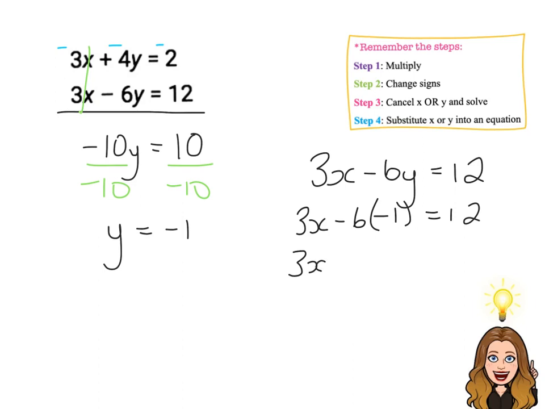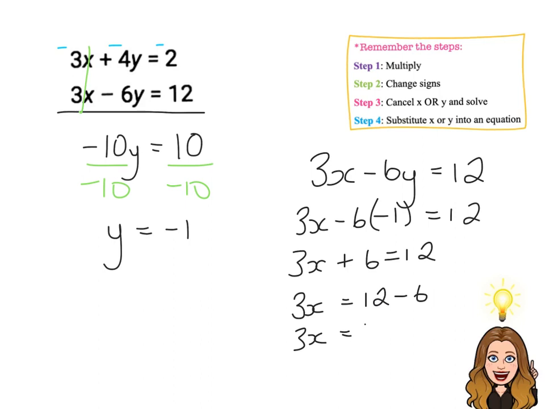So I still have my 3x. Minus by minus is a plus, 6 by 1 is 6, so it's plus 6 equals 12. So I do my letters on the left and my numbers on the right again. So I have 3x equal to 12 minus 6, because my numbers have to be on the right. When I move it over, it becomes a minus. 3x equals, well, 12 minus 6 we all know is 6.